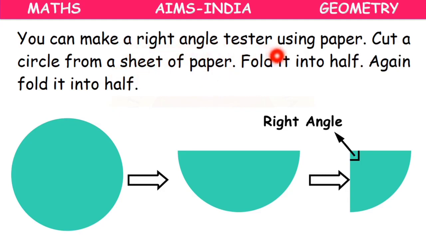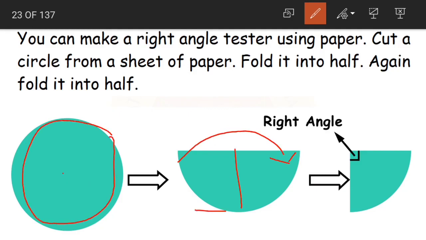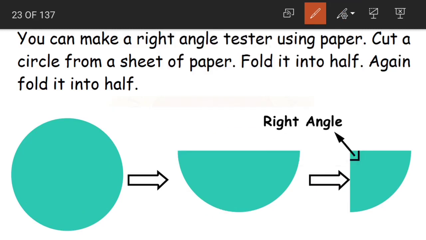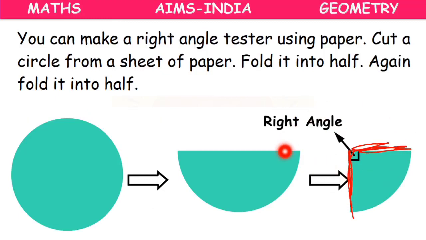Now, how to make this right angle tester? Take a circle, cut a circle from a sheet of paper, then fold it into half like this, then again fold it into half. Now what did we do? First we took a circle, folded it into half, and then again folded it into half. Now upon doing so, we have a right angle here. It is in the form of an L shape. Yes, we have a right angle. This is our right angle tester.